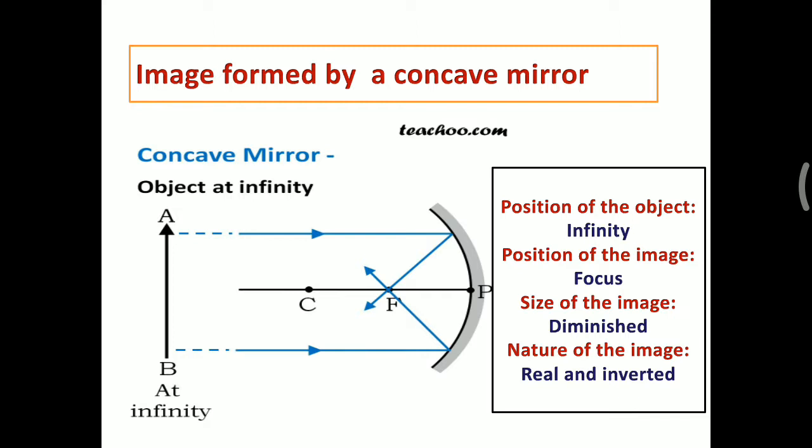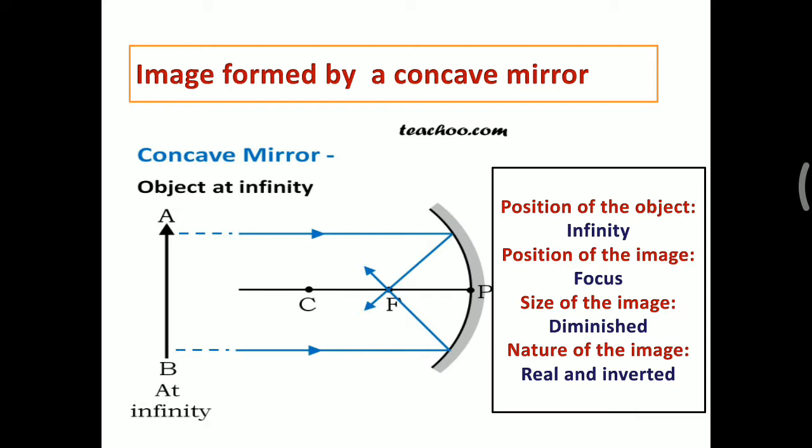The ray is parallel to the principal axis. After reflection, it passes through the focus. If I take another ray, it is also parallel to the principal axis, and after reflection, it passes through the focus. The point where the two rays meet is called the position of the image. Here the two reflected rays meet at the focus, so the image is formed at the focus.